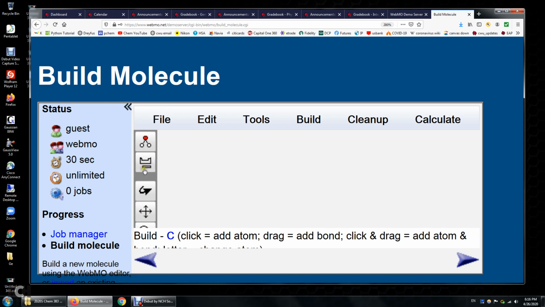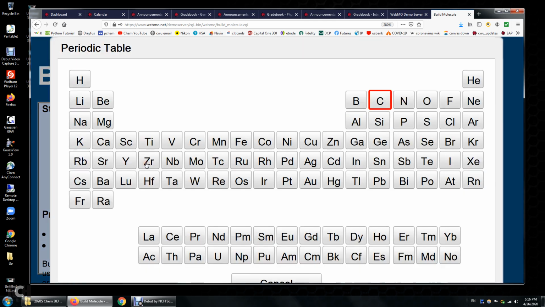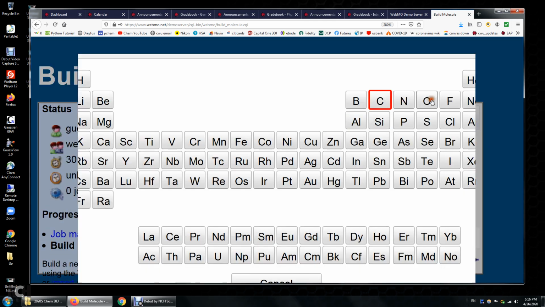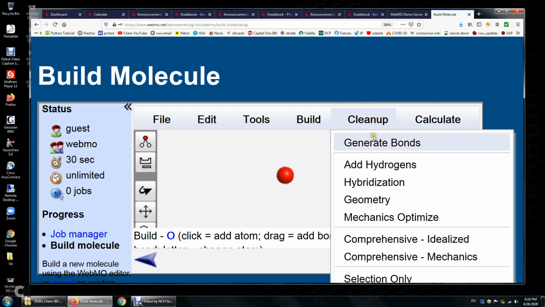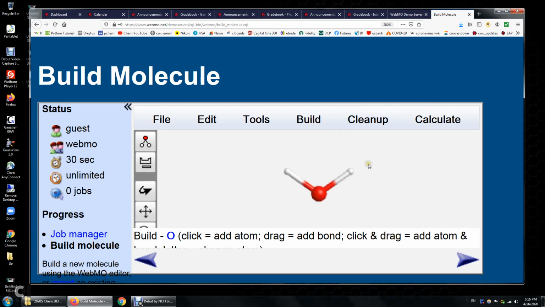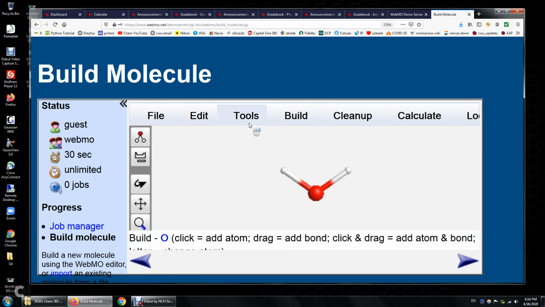You'll see this periodic table. Click this table. Find oxygen. Click here. Now click clean up. Add hydrogens. Now we have a water molecule.